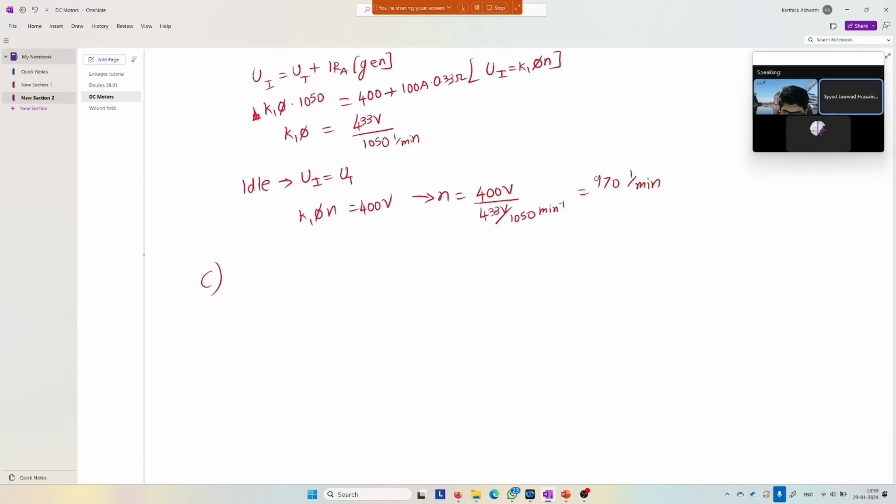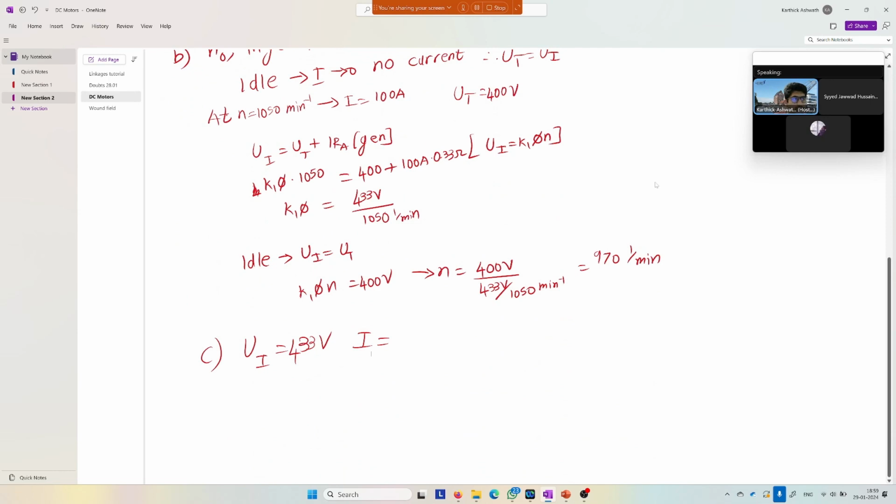So C part. We know that UI equals 433 volts and the current is 100 amps. How much was it? 100 amps is being delivered. So like we saw with motors, in this case as well, what we will see is that the power input, which is mechanical, is equal to UI times I. Power mechanical is equal to torque input times 2 pi n.